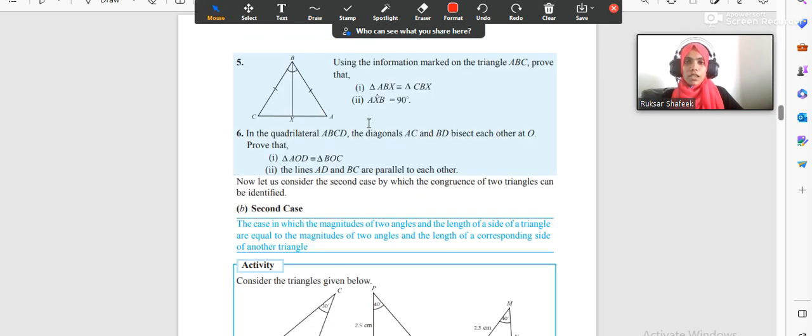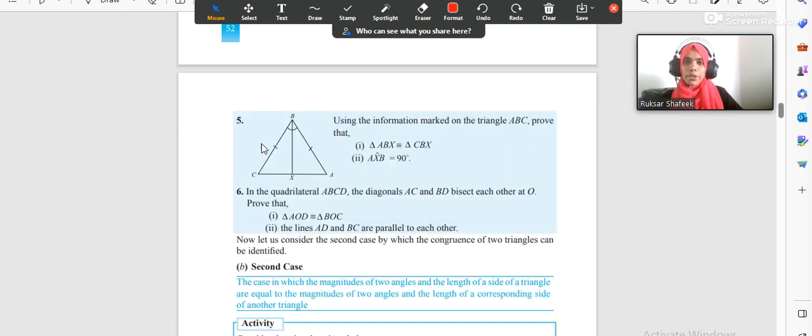And if I just pick another question, question 5: using the information marked on the triangle ABC, prove that triangle ABX, which is this one, and triangle CBX are congruent. Once again, it is the same thing over here. We have the two sides that they have given, we have the angles that they have given as well. They have told that it is bisecting. So we can say that these two angles are equal. And finally, we can also say that BX is a common side. So, side angle side.